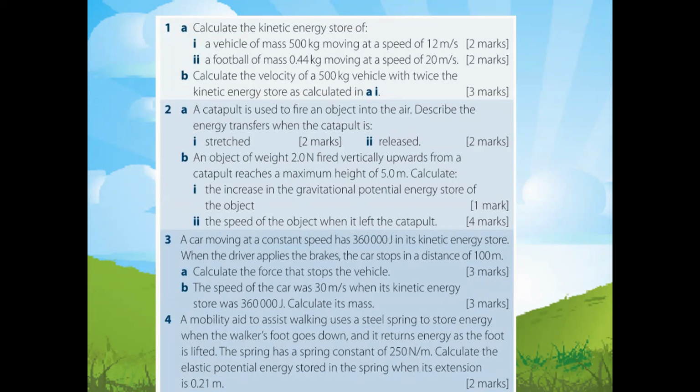Now, elastic potential energy depends on the spring constant. It also depends on the extension. The more the extension, the more the elastic potential energy released. And the formula for elastic potential energy is half ke squared. Okay, so if you're able to rearrange and find either k or e, or you can find m or v, then you are working at grade 8.